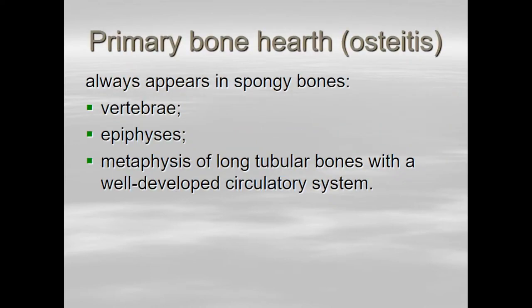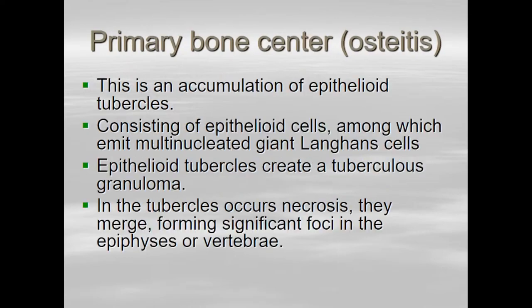Primary bone osteitis always appears in spongy bones, vertebrae, or the epiphysis or metaphysis of long tubular bones with a well-developed circulatory system. This is an accumulation of epithelioid cells, among which emerge multinucleate giant Pirogov-Langhans cells. Epithelioid tubercles create a tuberculous granuloma. In the tubercle occurs necrosis. They merge, forming significant foci in the epiphysis of the vertebra.